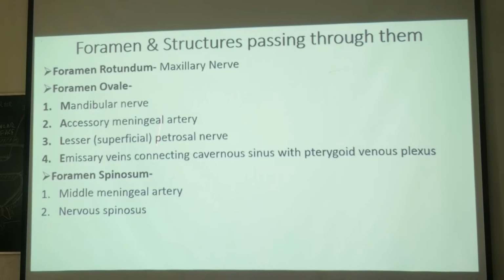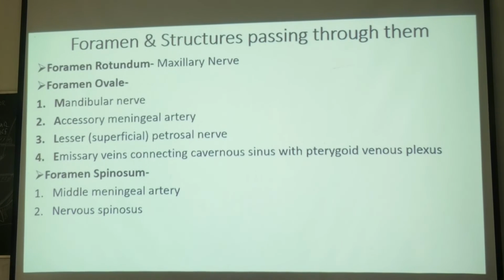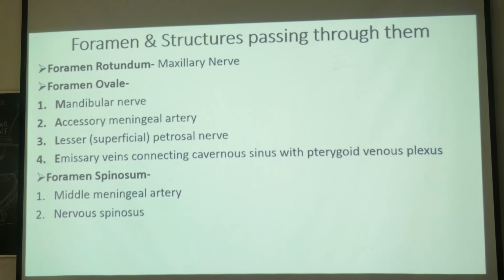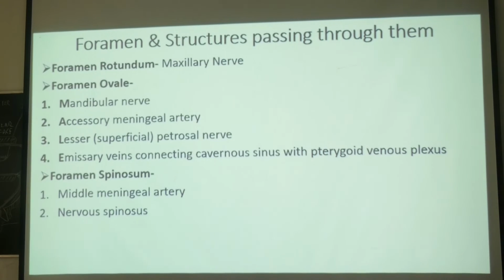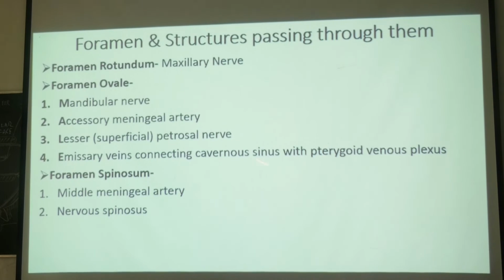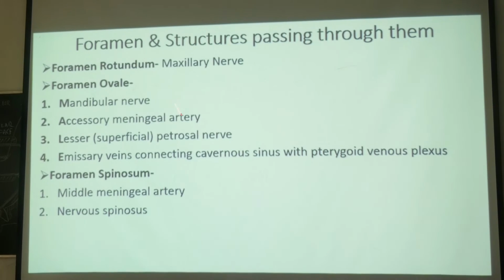These are very important and very frequently asked. If you are asked to hold the base of the skull, you will be asked the structures passing through these foramina. You must remember the structures. The optic canal is important, the superior orbital fissure is important. All these foramina are important. Structures passing through these foramina are very important for the base of the skull.